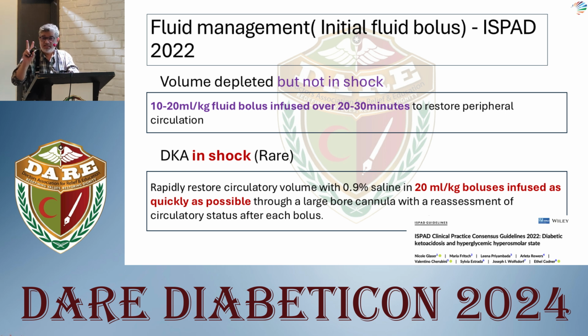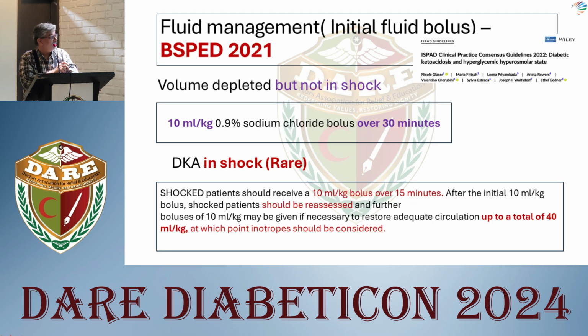There are two possibilities in DKA. The patient is in shock, or the patient is not in shock. Most of the time, DKA is not in shock. Why? Because there is hyperglycemia. Because of hyperglycemia, as we discussed already, osmolality is higher in the plasma. So the fluid is shifting from the intracellular compartment to the intravascular compartment. So intravascular volume is always well maintained. So usually they are acidotic, maybe some dehydration, but they are not in shock. So this is the common situation where they are volume depleted, but not in shock. And you usually get away with just a 10 to 20 ml per kg bolus over 20 to 30 minutes.